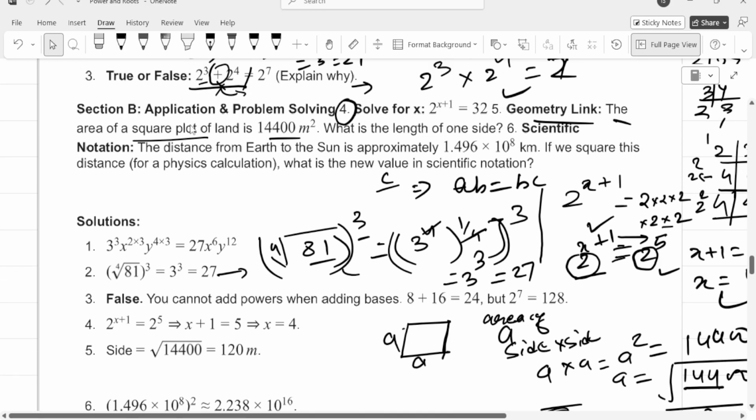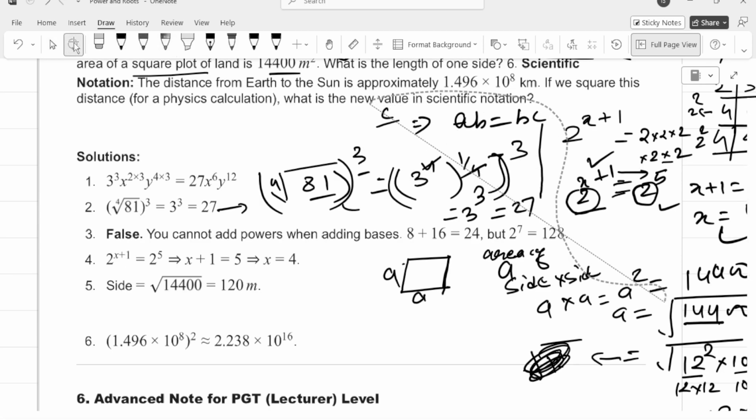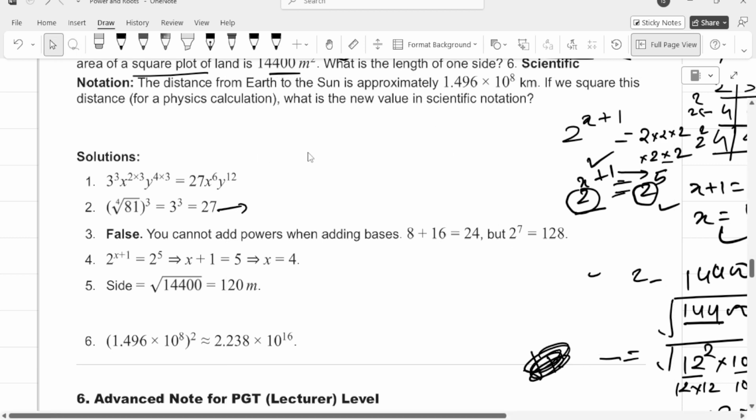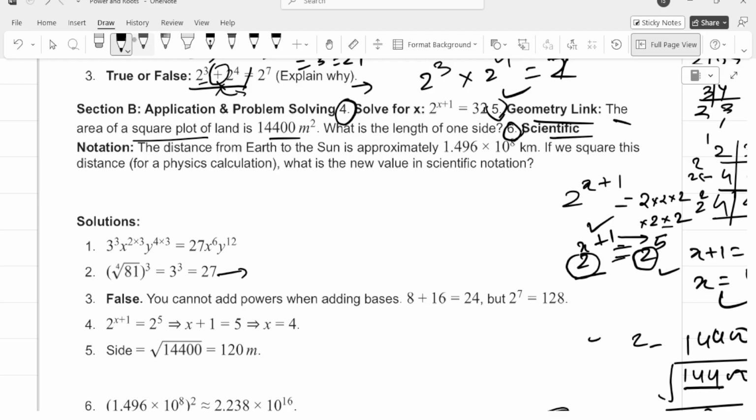So question number 4 I already explained. Now I erase this portion. Next question is the 6th; the 5th I already discussed. Now, sixth question. Scientific notation.